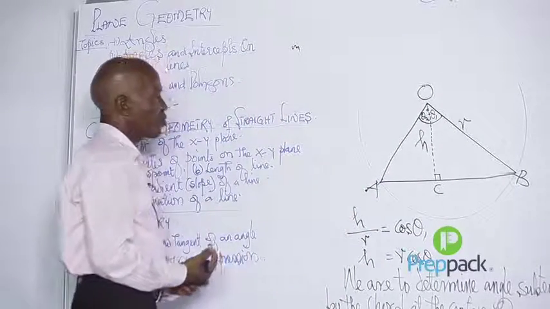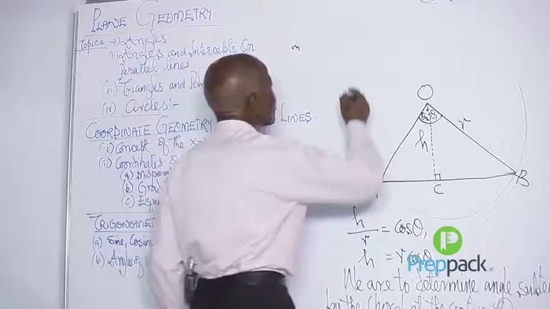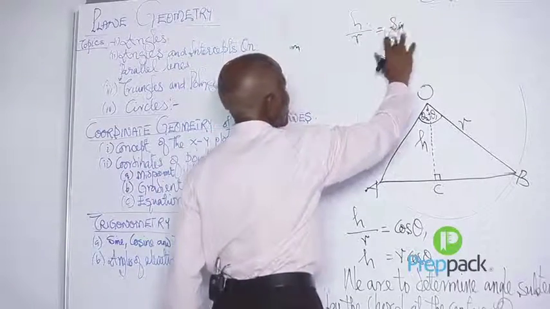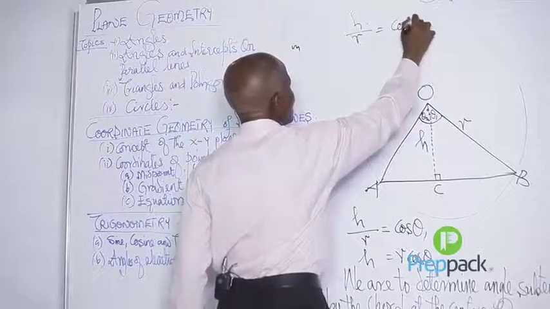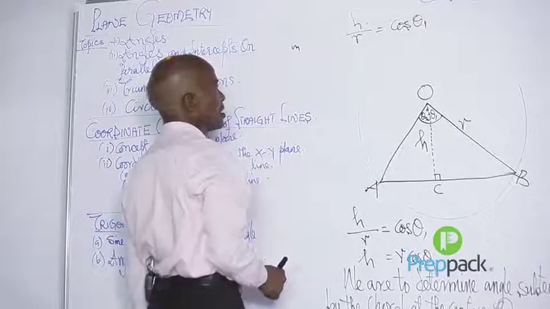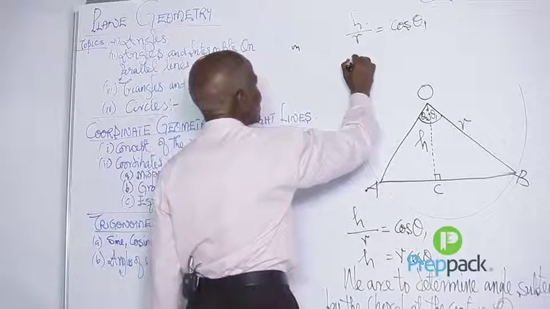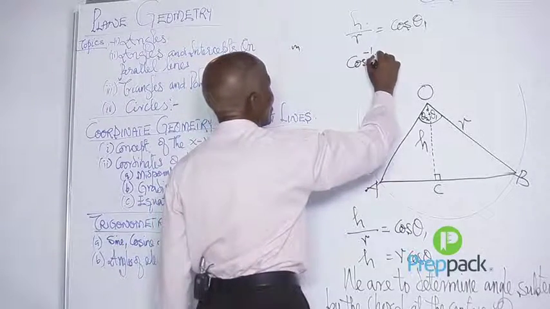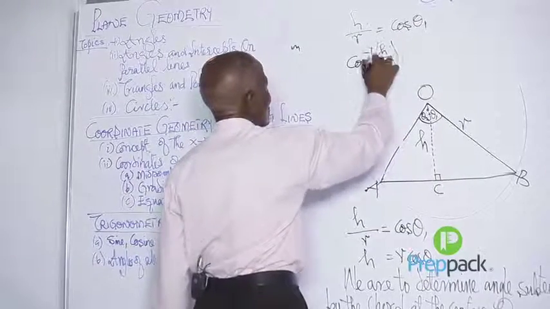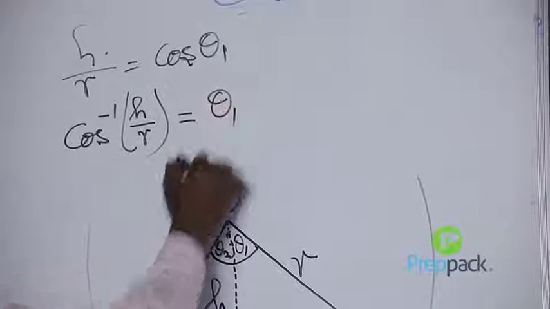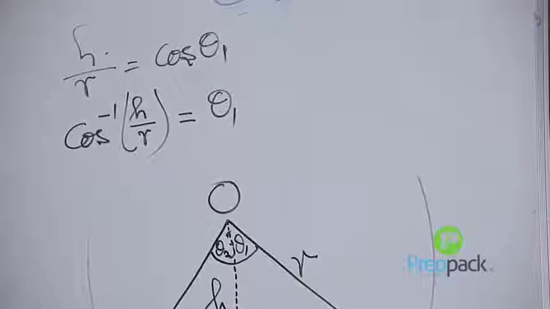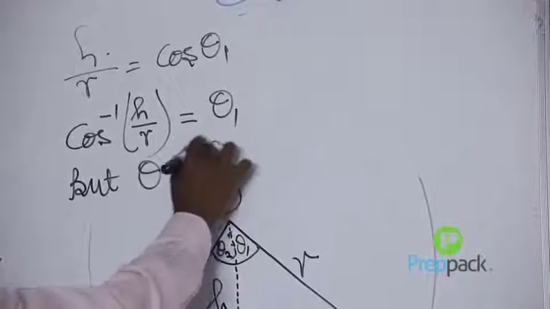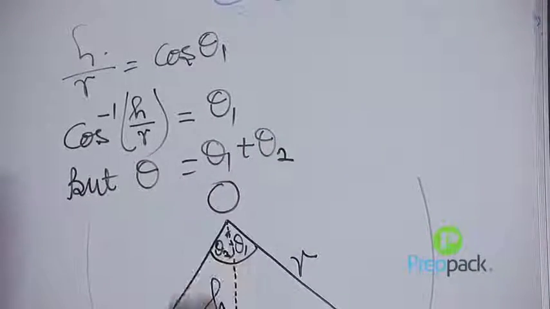This is how to go about it. Here we have H over R being equal to cosine theta 1. So that means that arc cosine of H over R will give me theta 1. My theta is equal to theta 1 plus theta 2.